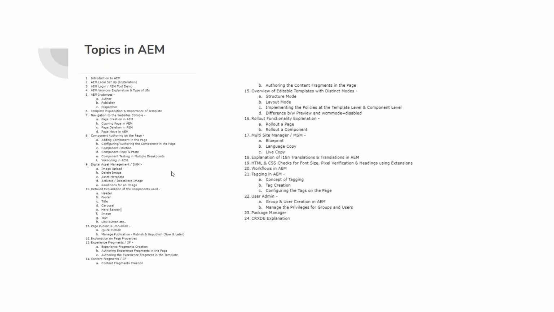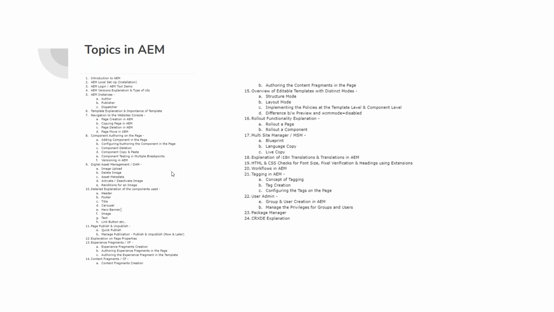It depends on the organization. The names of the components might be different, but the functionality would be the same. So as a heads up, we'll go over a few of the components like header, footer, title component, carousel component, hero banner component, image, text, link, button. These are the major components I'll cover. But while practicing, if you have any questions on the components, we'll take that up as a question and go over that component as well.